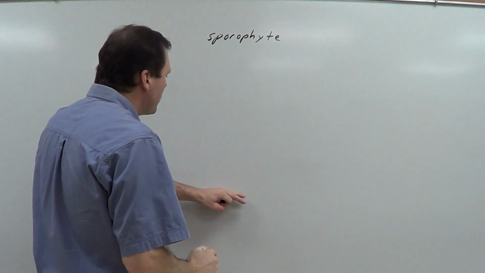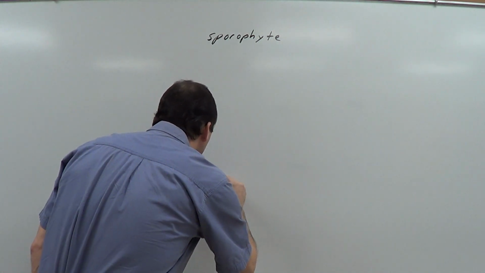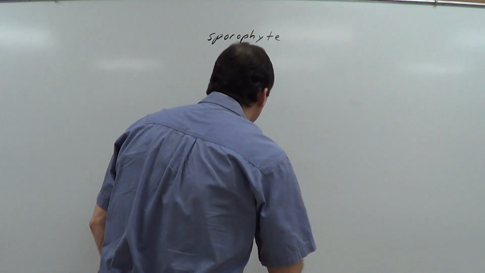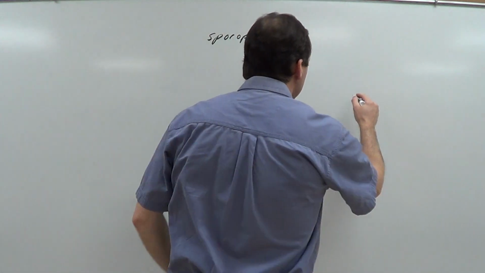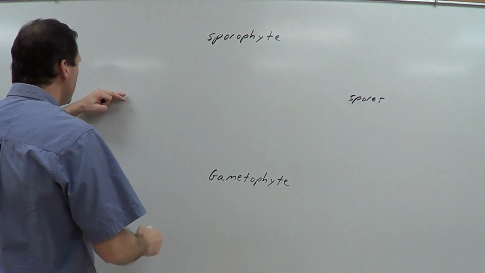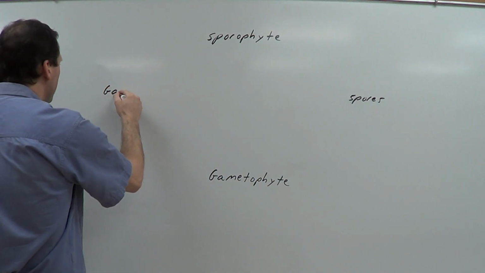And then down below I'm going to write gametophyte. And the sporophyte is going to produce spores, and the gametophyte is going to produce gametes.